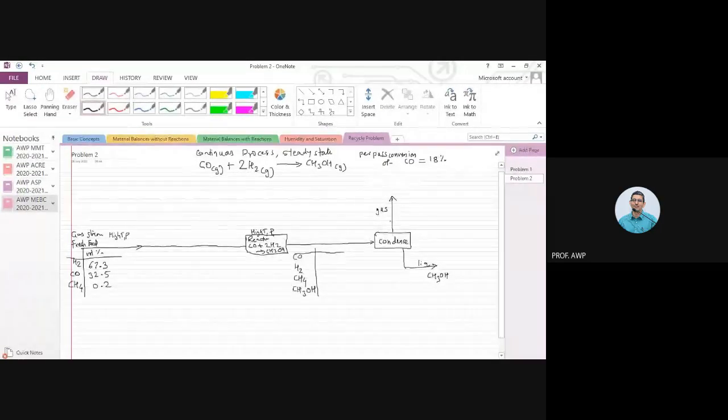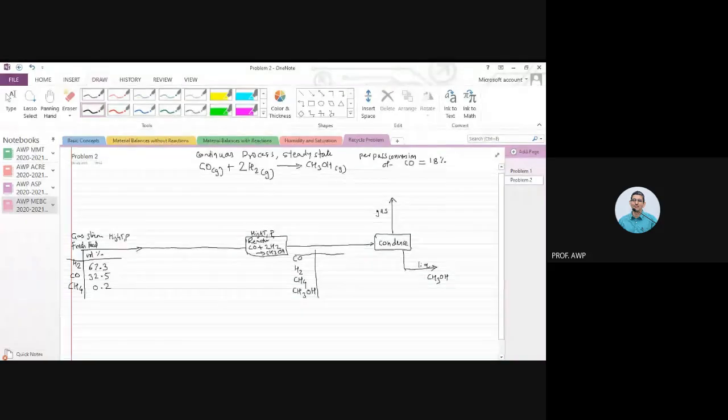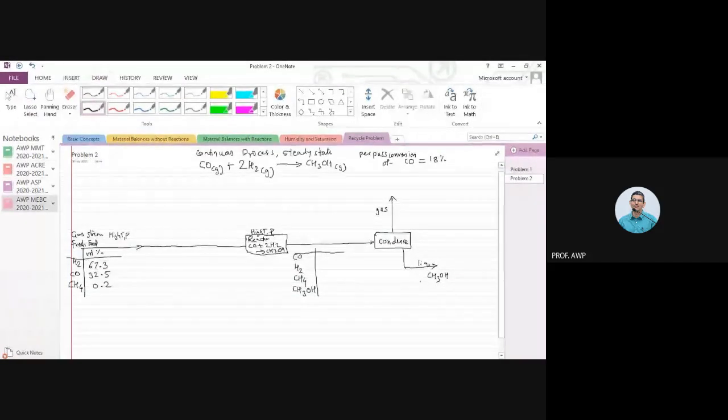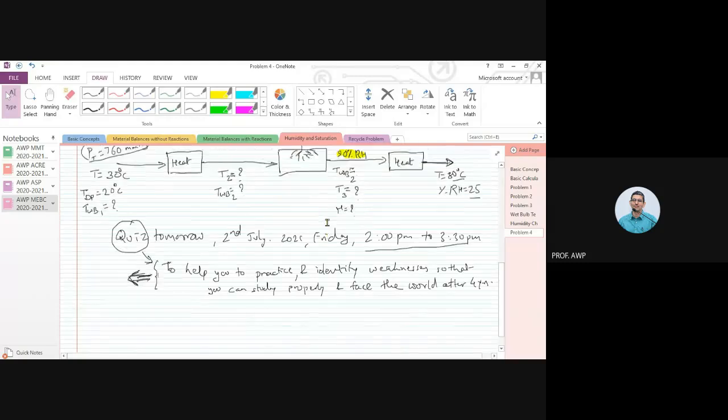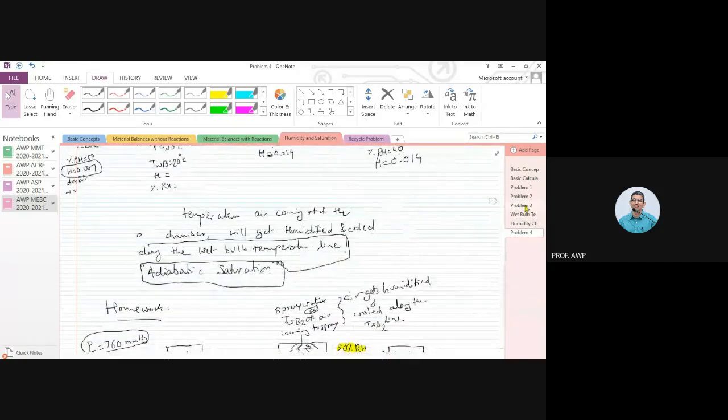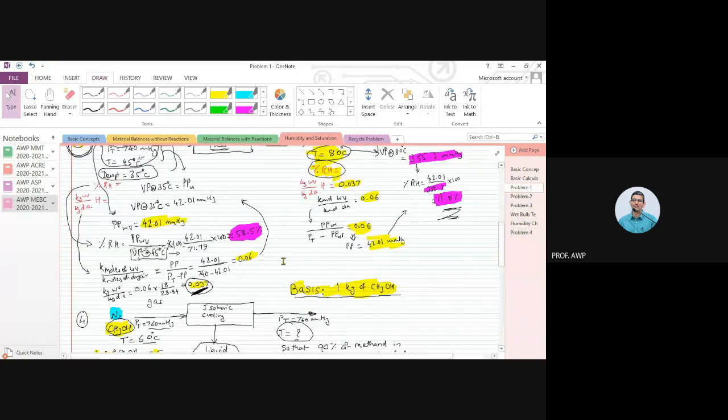What can we say about this gas stream? What would be the methanol content in that gas stream? Recall our humidity and saturation kind of problems that we did, where we condensed out water.